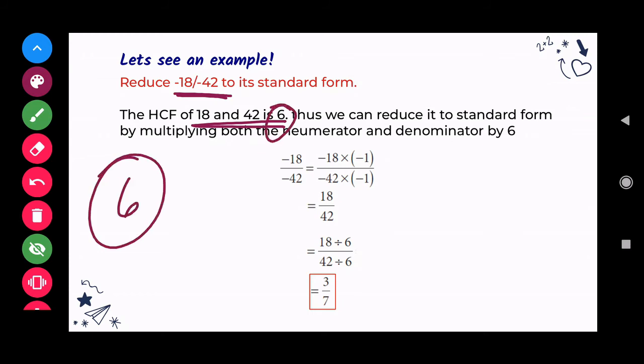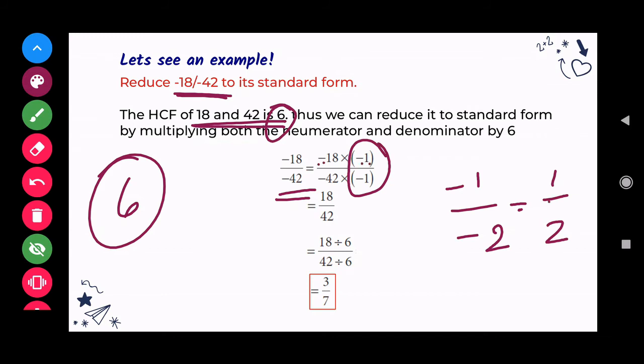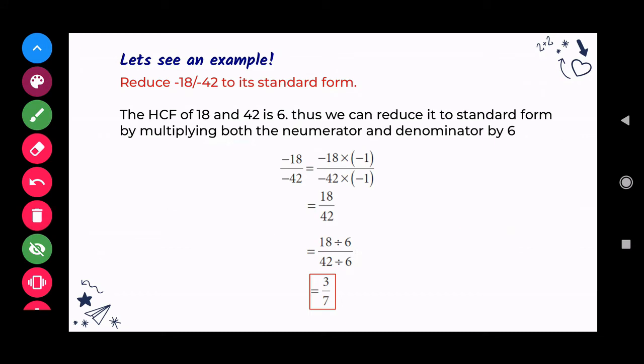Okay, so what we can do, we have minus 18 by minus 42. Whenever you have a fraction which has both numerator and denominator having a negative sign, you can convert it to positive by multiplying with negative 1. Minus into minus gets plus. Hence we can convert minus 18 by minus 42 into positive 18 by 42 by multiplying by negative 1 on both the numerator and denominator. Hence minus 18 by minus 42 becomes 18 by 42.